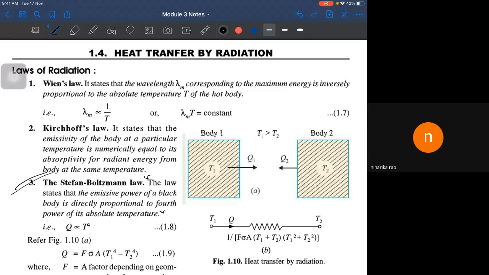The law states that the emissive power of a black body is directly proportional to the fourth power of its absolute temperature. Yes, sir, same thing. The law states that the emissive power of a black body is directly proportional to the fourth power of its absolute temperature.